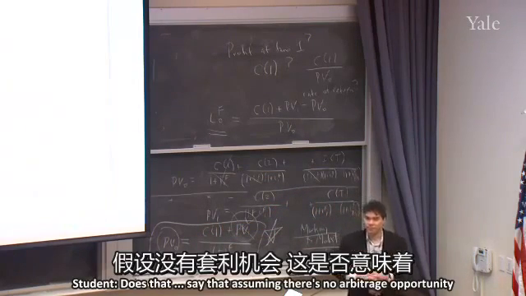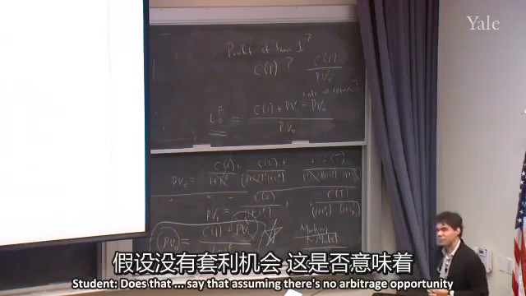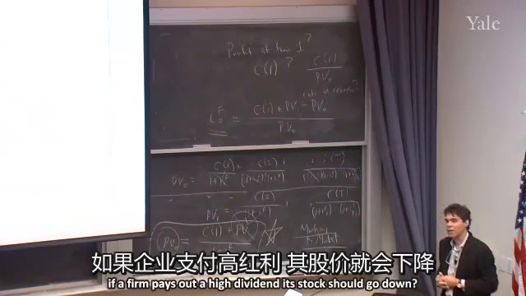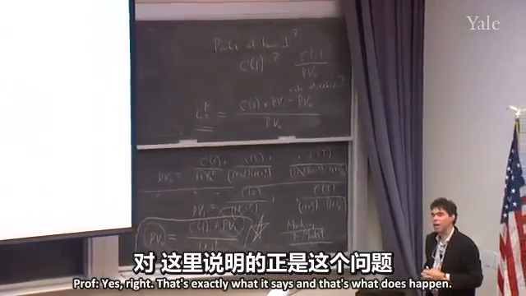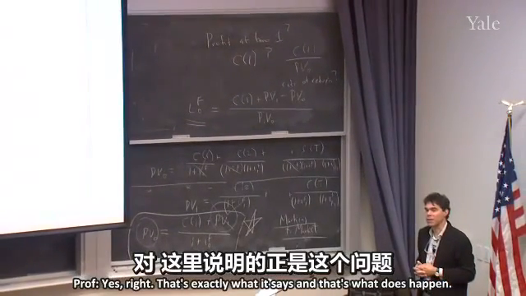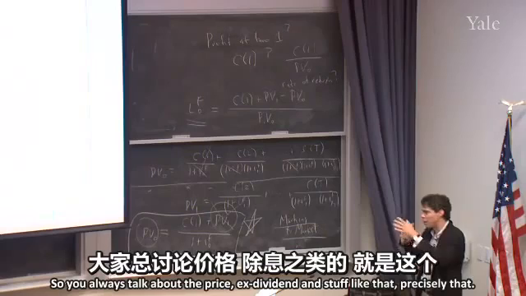Does that equation say that, assuming there's no arbitrage opportunity, if a firm pays out a high dividend, its stock should go down? Yes, it's exactly what it says. And that's what does happen. So you always talk about the price ex-dividend and stuff like that.